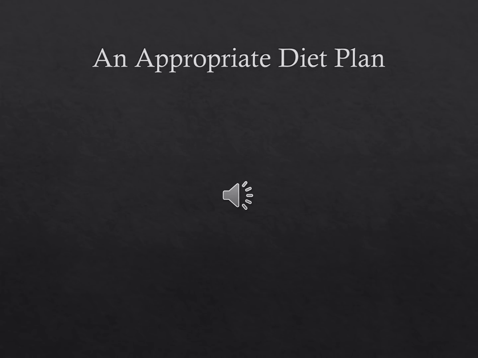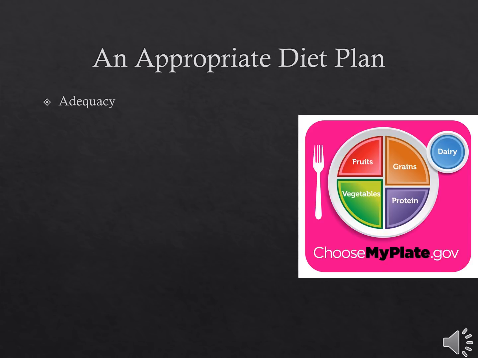If the food pyramid doesn't work or has a number of inherent problems, what is an appropriate diet plan, and how can we visualize that? First is adequacy. That is having a diet that provides sufficient energy and enough of each of the nutrients to meet the needs of most healthy people.